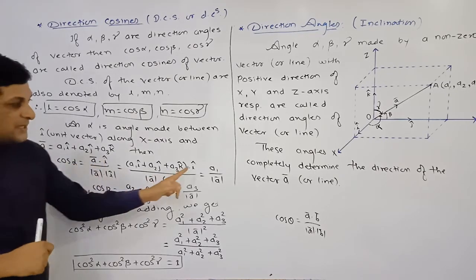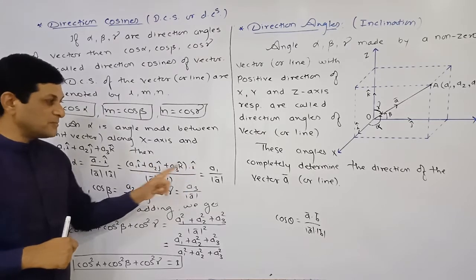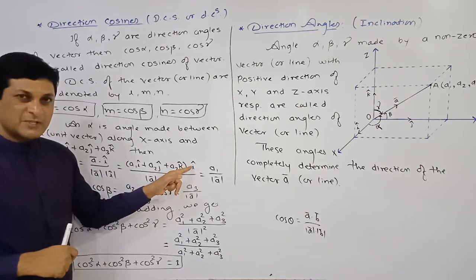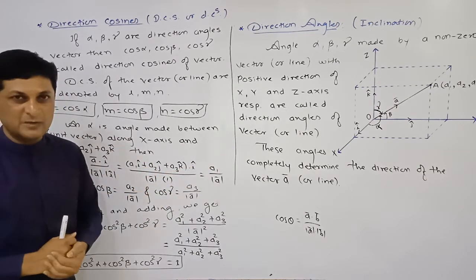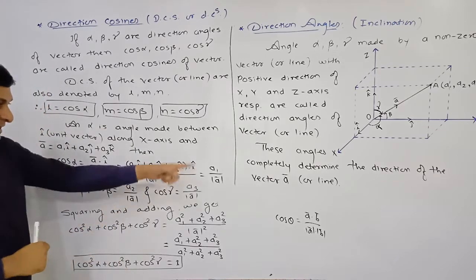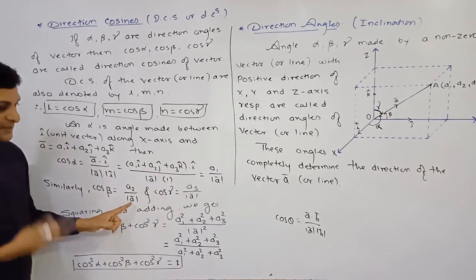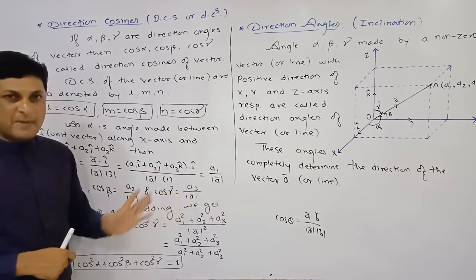j cap. If i cap gets replaced by j cap, then the product of the coefficient of j cap will be equal to a2, because here the coefficient of j cap is 1 and 1 into a2 is a2, and the remaining terms in the numerator become 0. So what result do we get using the same method? a2 upon the magnitude of a bar. In the same way, the value of cos gamma will be a3 upon the magnitude of a bar.